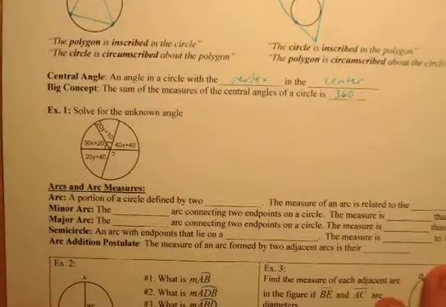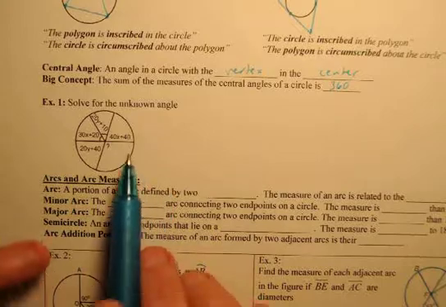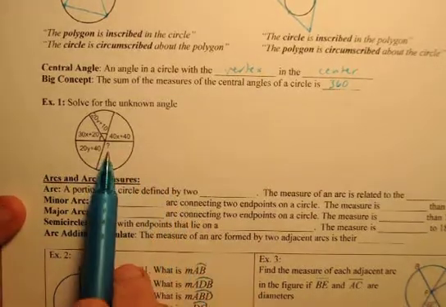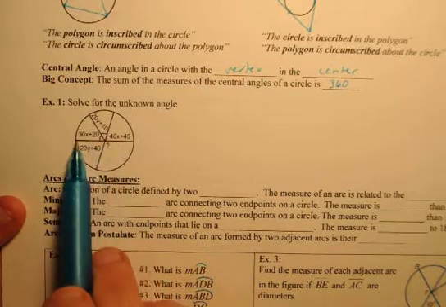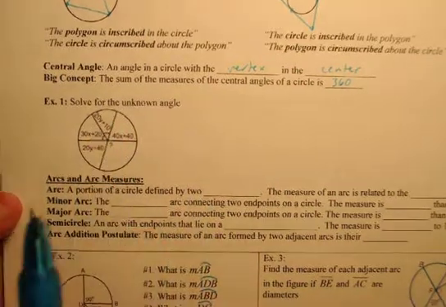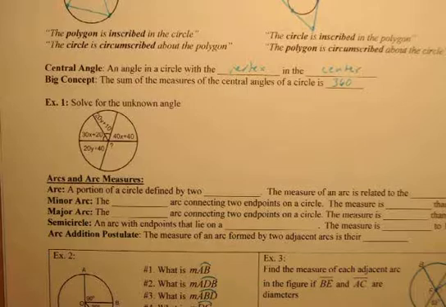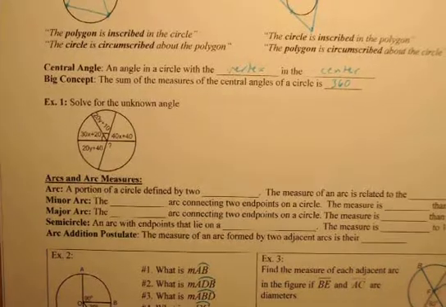Alright, now this is actually kind of a complicated question here. We have to figure out what that angle is. We've got x's, we've got y's, we've got congruent angles, we've got diameters. There's all sorts of crazy stuff we've got going on in this picture. So solve for the unknown angle.